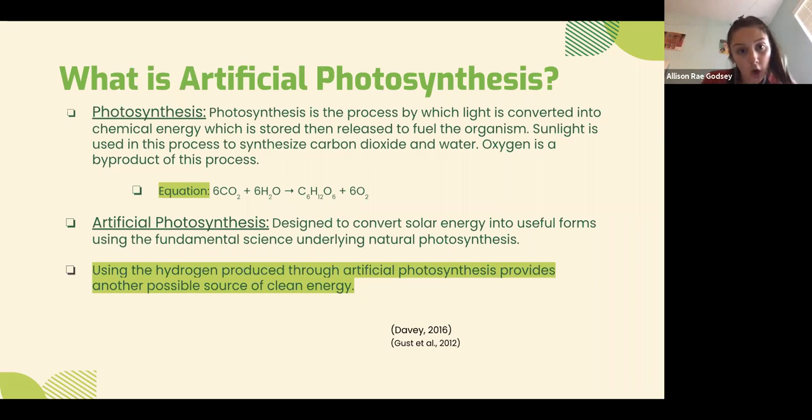But essentially, what artificial photosynthesis does is it uses the process of photosynthesis to create useful forms of energy that are carbon negative. And basically, the hydrogen produced through artificial photosynthesis is another possible source of clean energy.